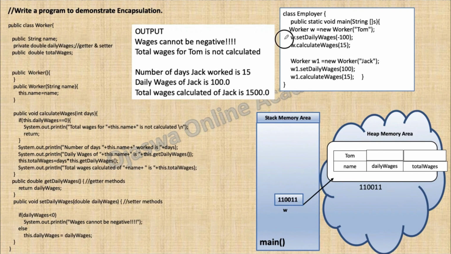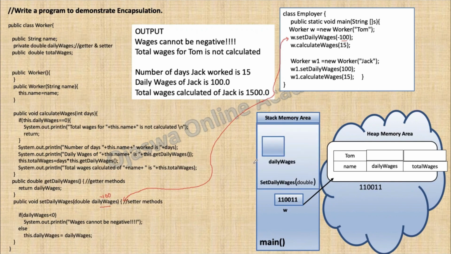The next statement is w.setDailyWages. We are giving a call to the method setDailyWages and we are passing daily wages as a negative value, that is minus 100. So control of the program will go to the method definition and the value passed as an argument is stored in this local variable daily wages. The local variable daily wages belonging to the method setDailyWages will have its memory on the stack memory area and the value passed through the method as an argument will be stored inside this variable. That is, minus 100 is stored inside this local variable daily wages.